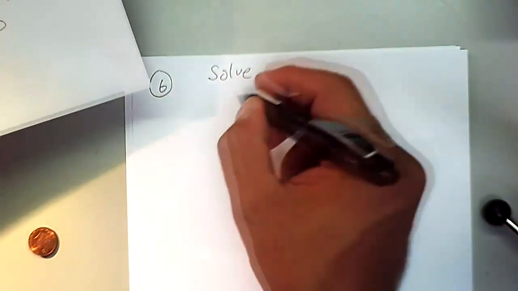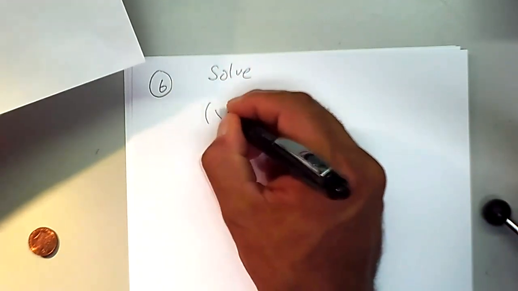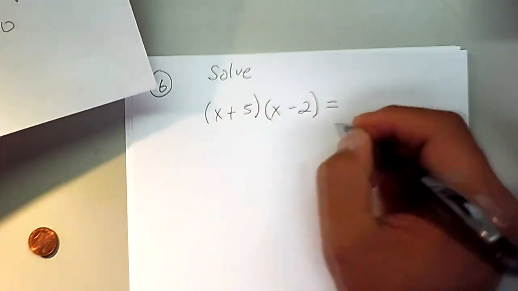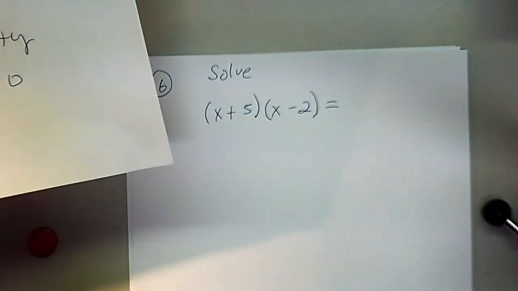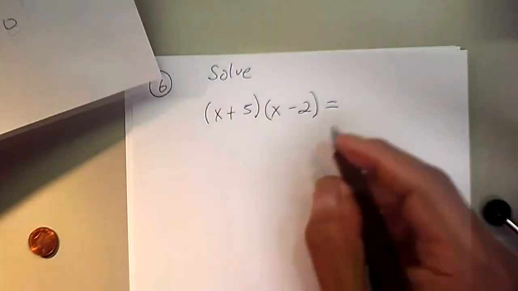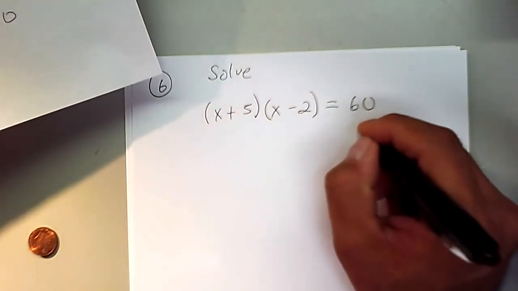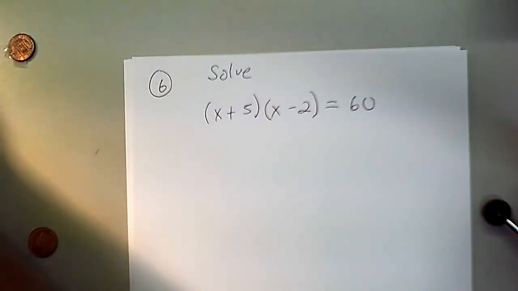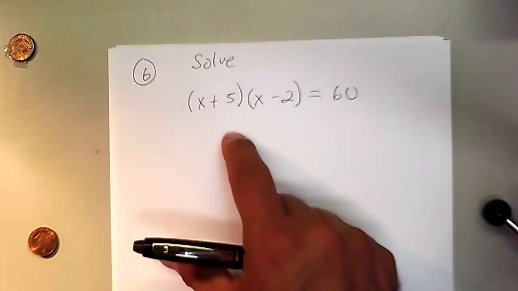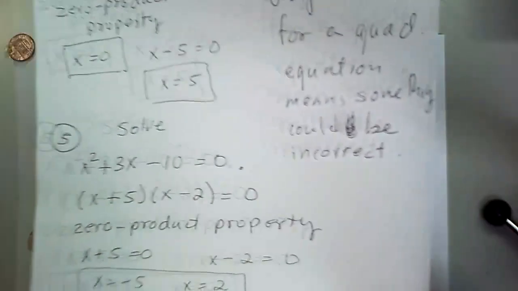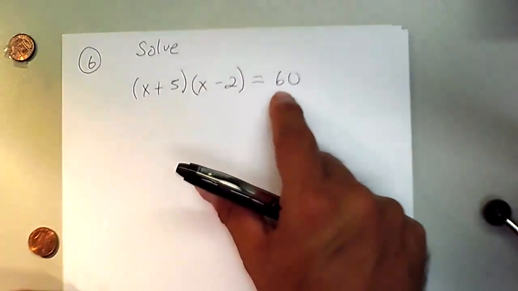New example 6. Solve x plus 5 times x minus 2 equaling 60. So this is an important example. I see many students making mistakes with this example because they want to transfer the 0 product property when there is no 0. So that is an important thing to note.